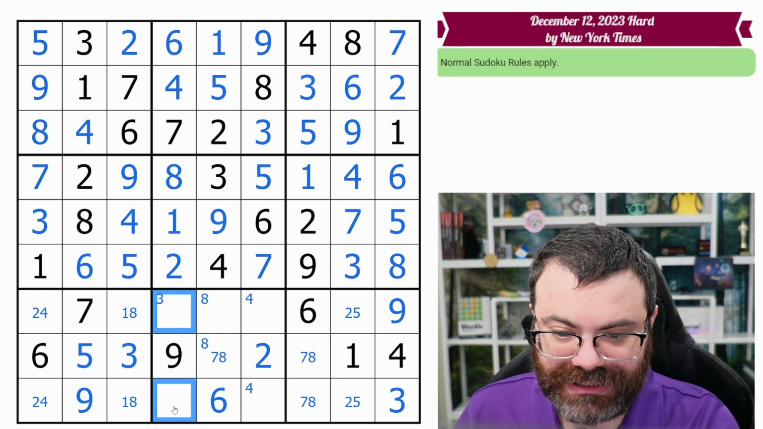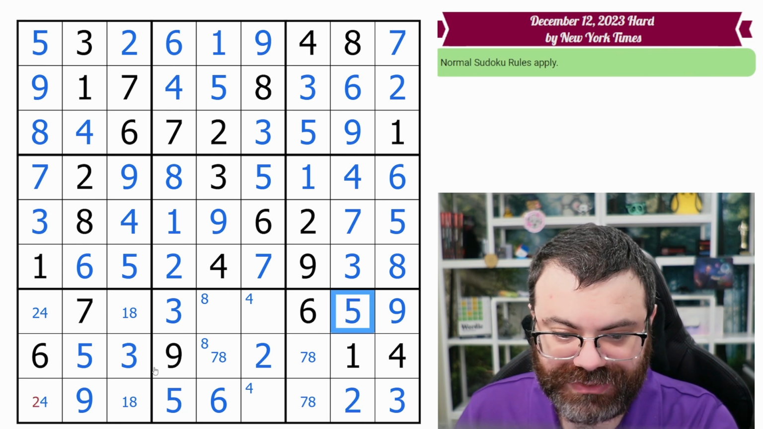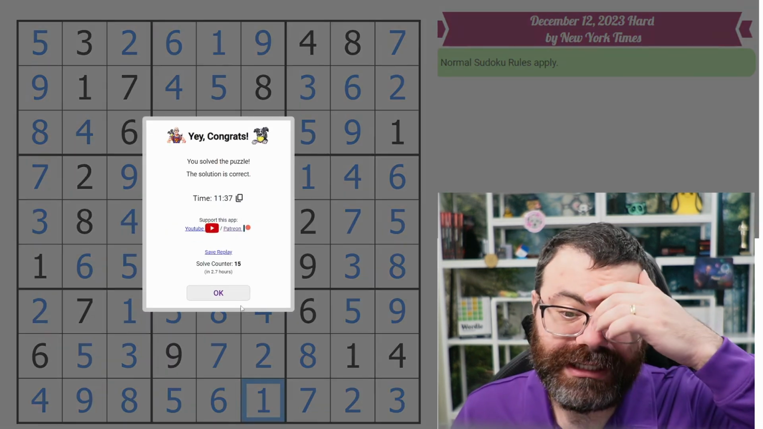Let's just fill these. We need a 3 in this column that can only go here, and then we need a 5. That gets us the 2 and the 5, the 4 and the 2. Gives us this 4. This is an 8 and a 7, 1 and 8, 8, 7, and we're left with a 1. And there we go.